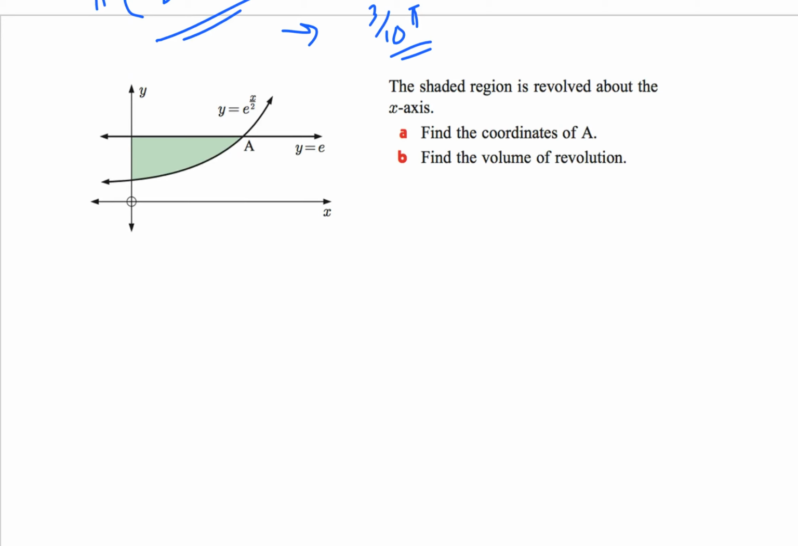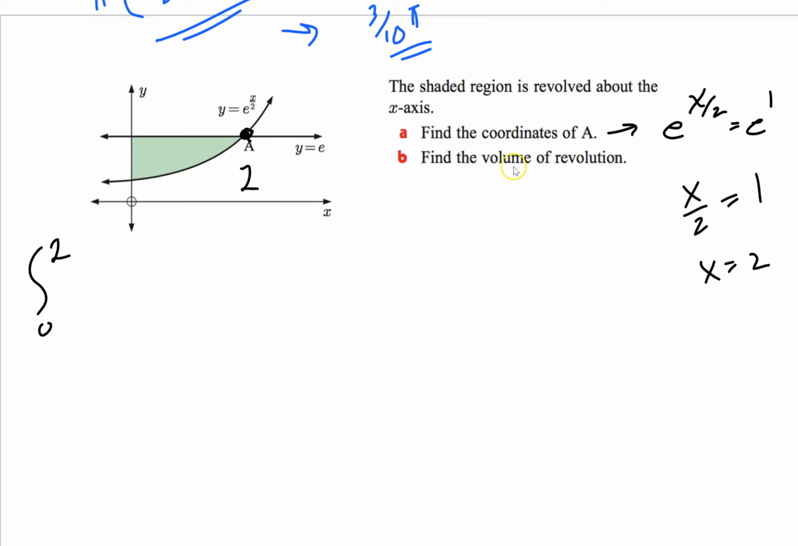This next one, same idea, right? We want to rotate this region around. So first thing we gotta do is find where they intersect. Right, because it looks like my integral is going to go from 0 to a, which I don't know what a is yet. So let's find the intersection first. Remember when we do that, you set them equal to each other. So e to the x over 2 equals e to the first. Take a natural log of both sides, you get x over 2 equals 1, times it by 2, x equals 2. So that's at 2.